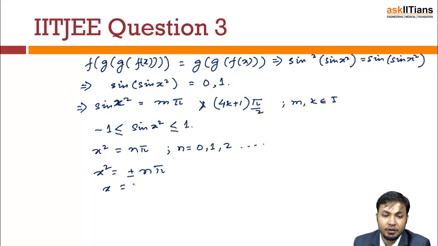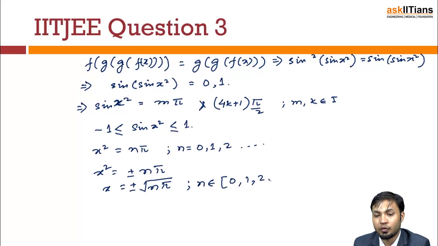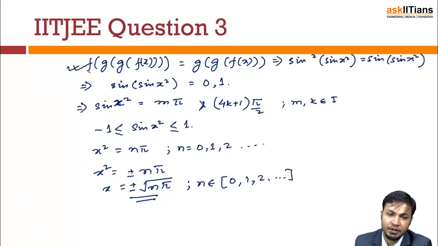So x is equal to plus minus root under nπ, where n belongs to 0, 1, 2 and so on. So this will be my answer for the third question. Pretty straightforward. I just need to figure out what these stand for, and I know the cases which will satisfy my sin x. I simply put it in the condition and I get it from the variable part.